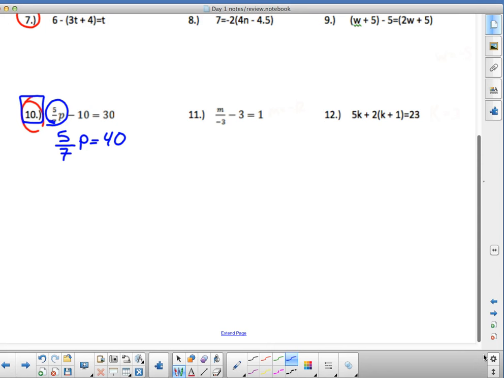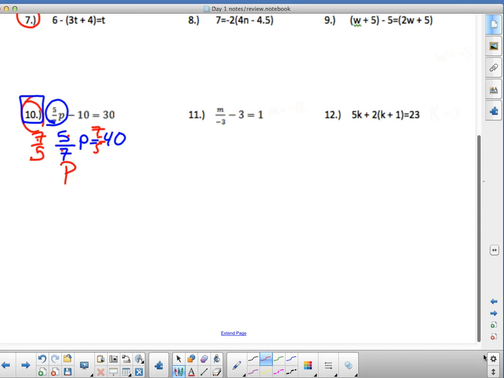I have 2 choices. Do you guys remember the rule? Division by a fraction is the same as multiplying by that fraction's reciprocal. Okay, that rule rules in this problem, right? The reciprocal of 5/7 is 7/5, and 7/5 times 5/7, if I multiply 7 times 5, I get 35, and 35 divided by 35 is 1. So 1 times p is p, right?